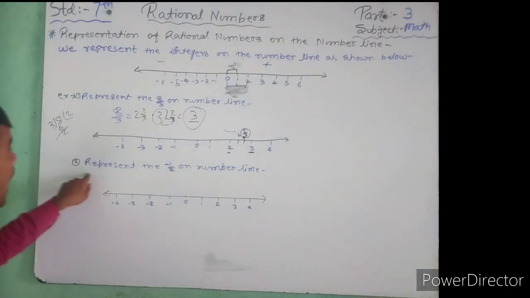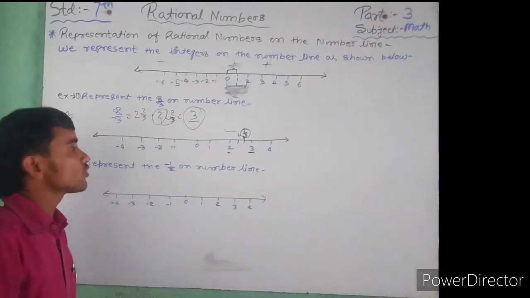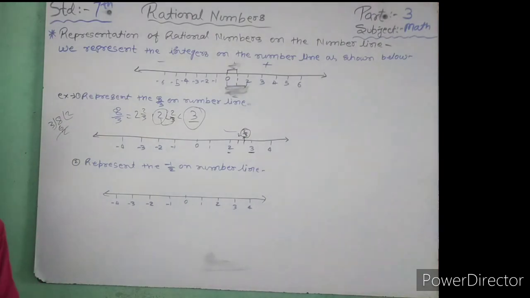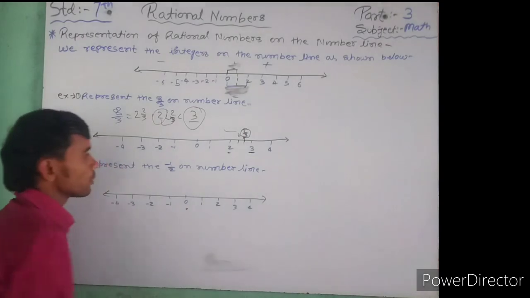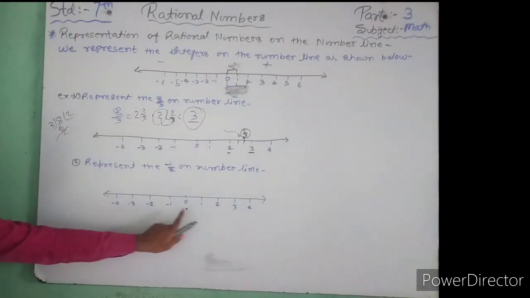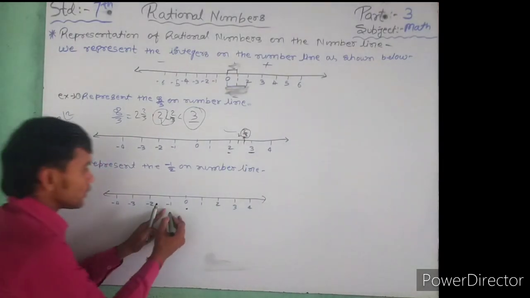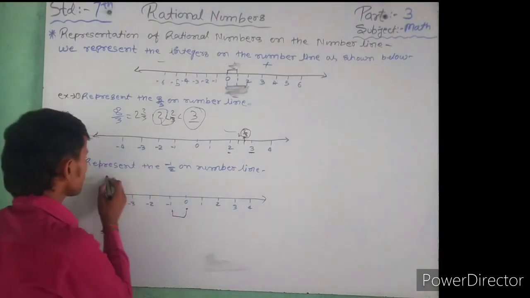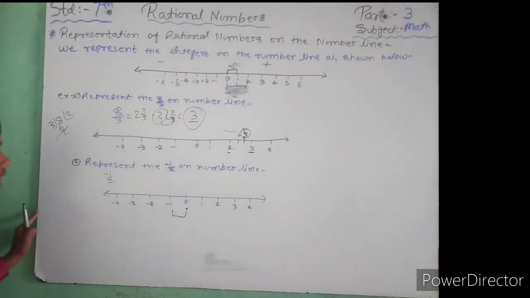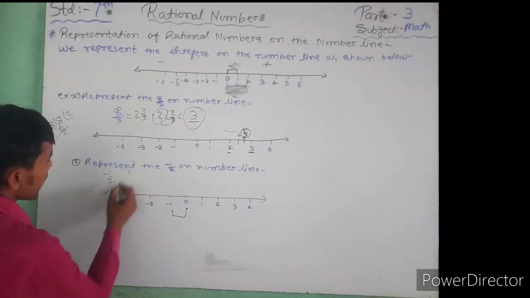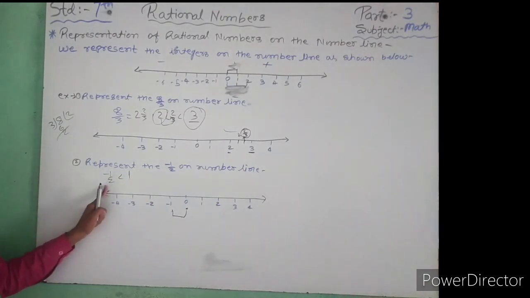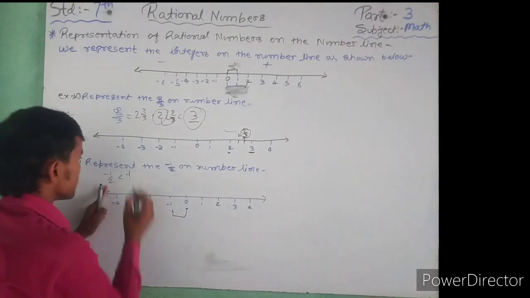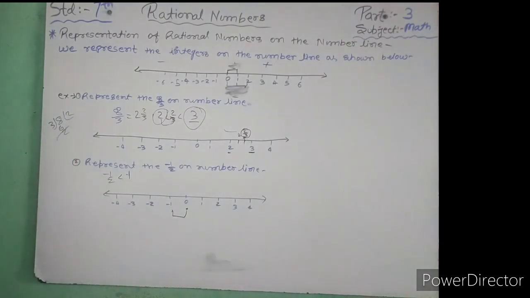Next, how do we represent minus 1 by 2? It is the same sequence. Firstly see that minus 1 by 2 lies between 0 and minus 1. Here is minus 1, and 0 is greater than minus 1 by 2, and minus 1 is less than minus 1 by 2.